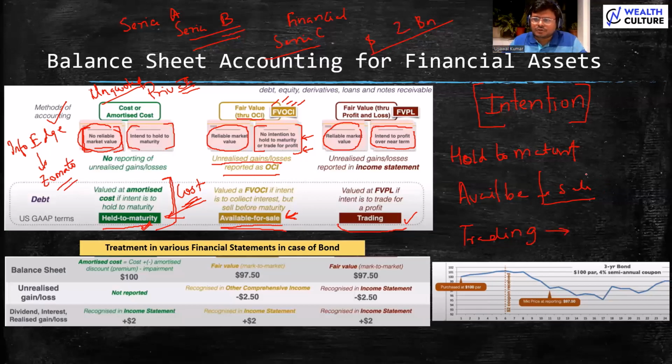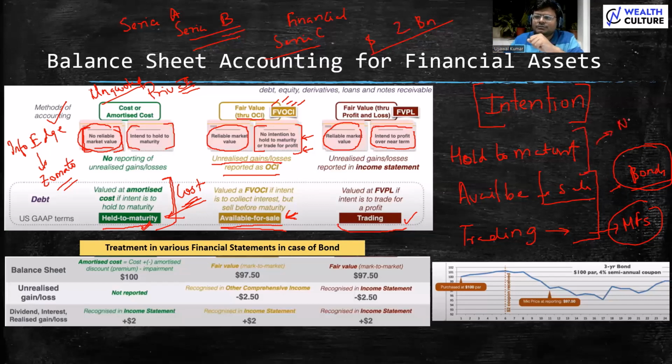Okay. In both of these cases, there is a market value available. So let's say you invested in bonds, right? Bonds have a market value. On a daily basis, you will know what the value of the bond is. Or let's say you invested in mutual funds. At the end of the day, you will know what the market value of those mutual funds is.